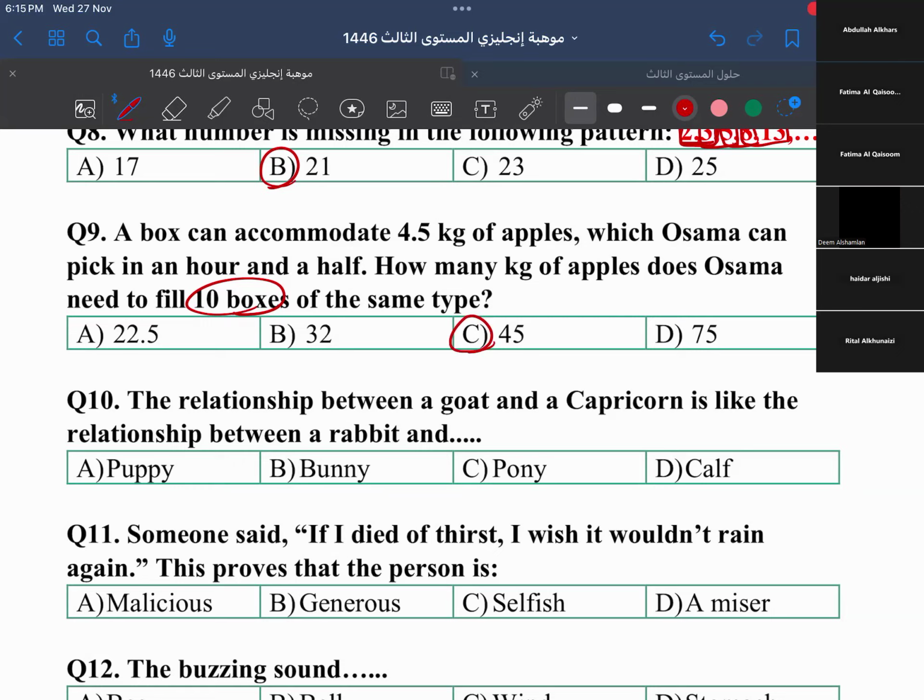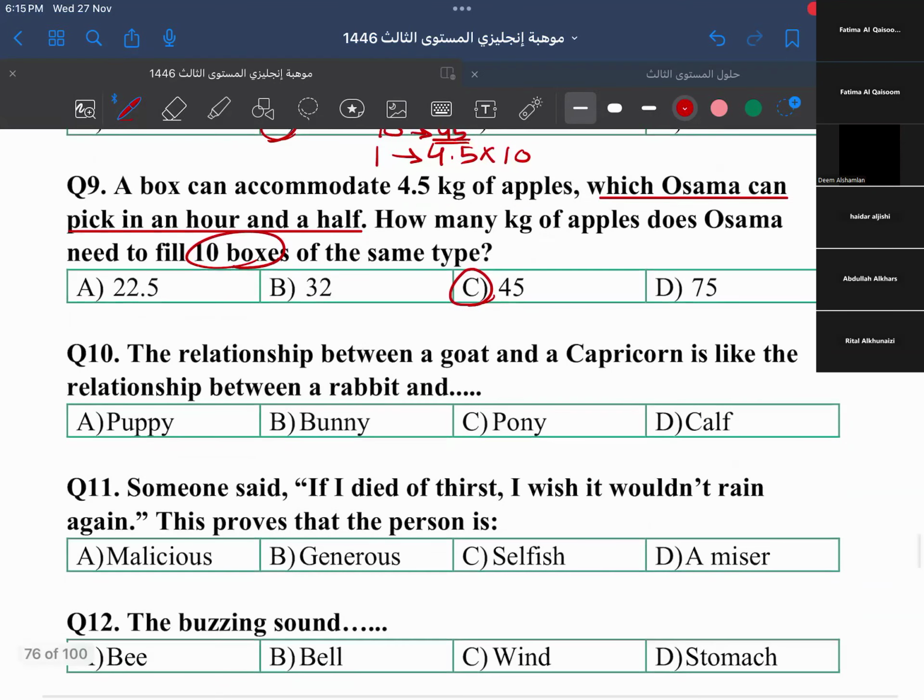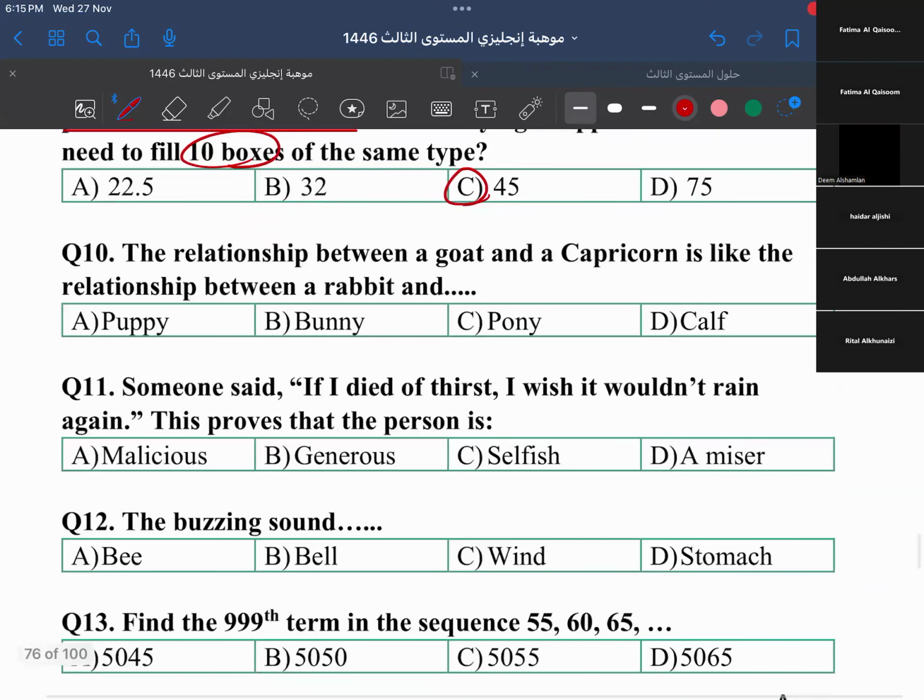So here, since one box gives us 4.5 kilograms, 10 boxes would give us, I'm going to just multiply this by 10, so it equals 45. Excellent. What they mentioned about Osama picking in an hour and a half is just misleading information that sometimes they put in the questions to try and mislead you from the real answer. So correct, team. ممتاز. Okay, question 10.